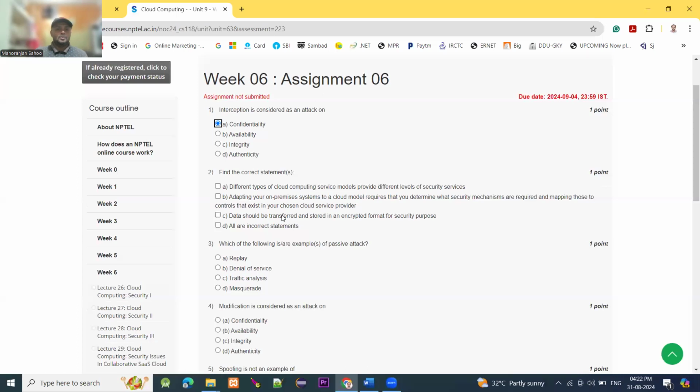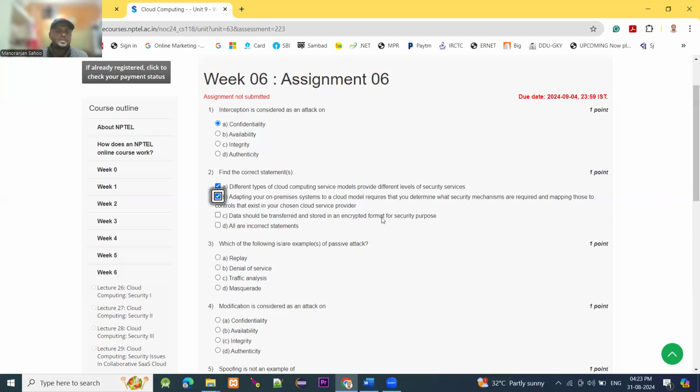Moving to question number 2. Find the correct statements. Four options are given. Let's read all the options. Different types of cloud computing service models provide different levels of security services. Yes, it is the right answer. Second option is adapting your on-premises system to a cloud model requires that you determine what security mechanisms are required and mapping those to controls that exist in your chosen cloud service provider. Yes, it is the right answer.